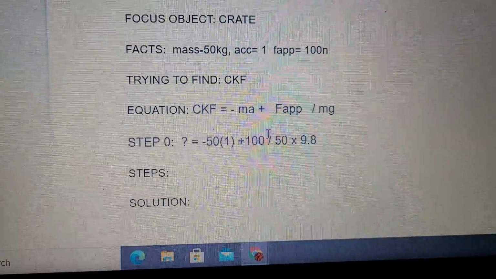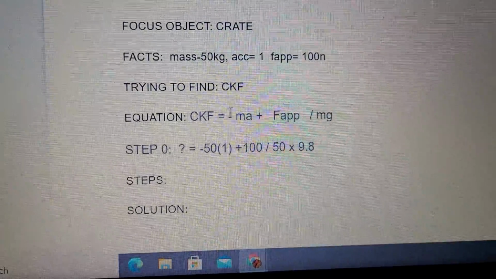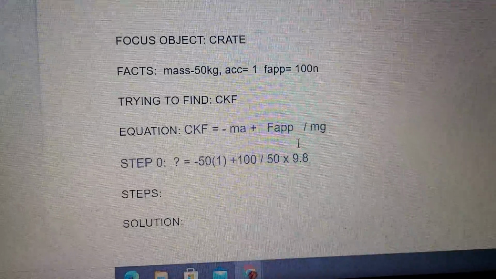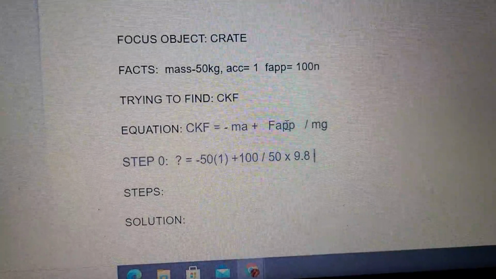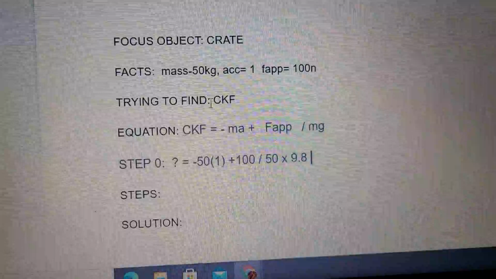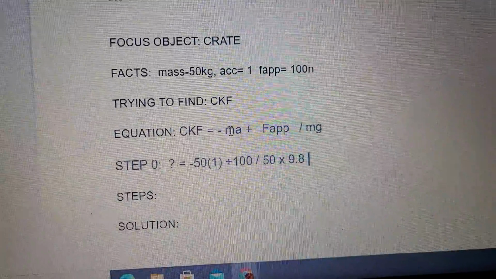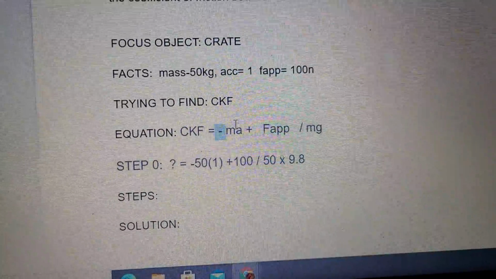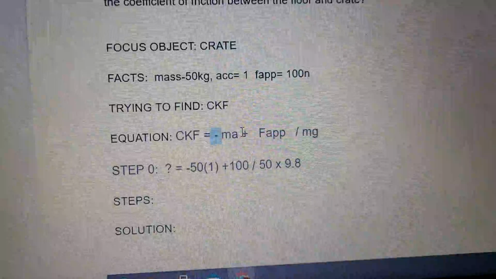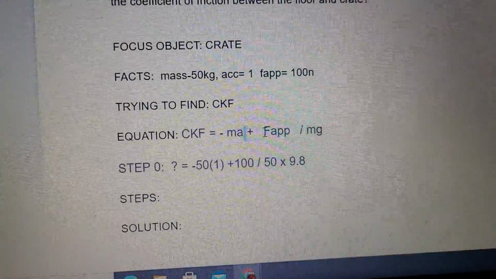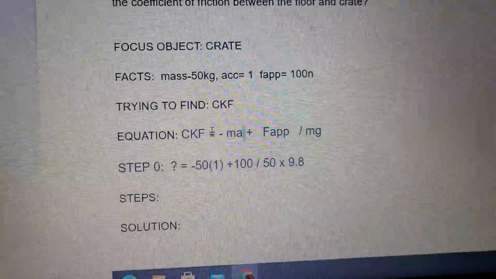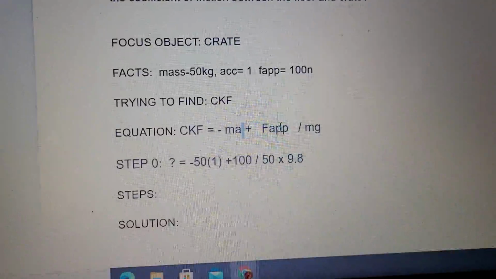A question that you might have is, why is it okay for us to flip negative ma plus force applied? It's okay to switch it because at the end of the day, as long as these mathematical operations show that inverse, it's fine. Even when you switch it, it's still going to be positive force applied minus ma anyway.